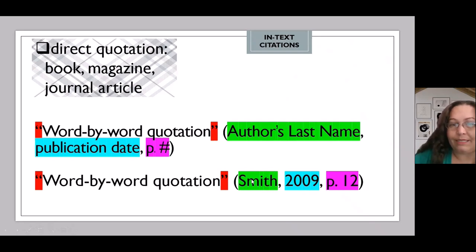In parentheses, we will provide the author's last name, only the last name, no first name, no middle name, no initials, only the last name, comma, leave a space, date of publication, comma, space, P if we have one page, or PP if there are several pages, period, space, and the number of that page, close parentheses, period. So that is if the word-by-word quotation appears at the beginning of the sentence, so we just provide the quote, and then in parentheses, we provide reference to the source.